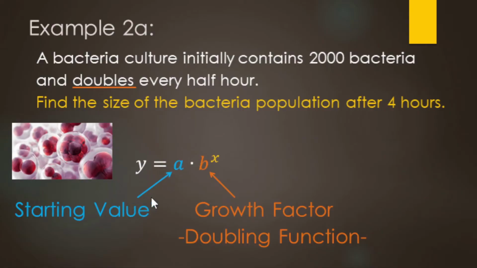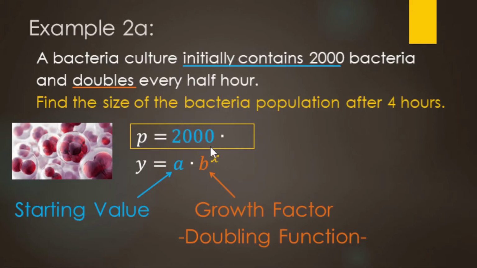So we are going to start by replacing the a with its value, and then the growth factor in this case is going to be super easy. So here we go, right? P for population. Instead of a y, we use p for population. The p is a little bit more specific to the question that we're working on. So population equals, starts at 2,000, right? Initially 2,000, so starts at 2,000 times growth factor. Well, it doubles. Your growth factor is 2, right? And then this is going to be every half hour. So x is every half hour.